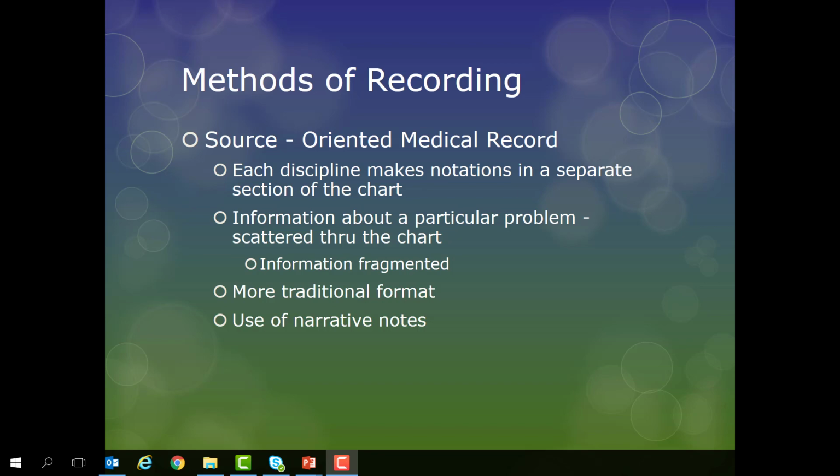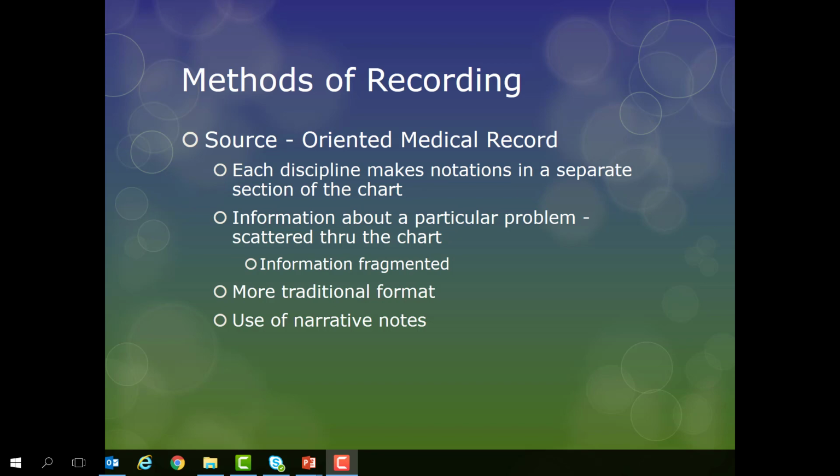So it's kind of like everything is scattered throughout the chart, and it's very fragmented, but each area has their own section. So if you want to look at a note from the doctor, you just go to the progress notes, and that's where you'll find that. I mentioned to you guys that this doesn't make quite as much sense as the problem-oriented medical records, but this is the more traditional format. This is the way you are going to find most of the notes, so you will have to kind of search through the chart to find information about the same problem if it is documented by several different disciplines.